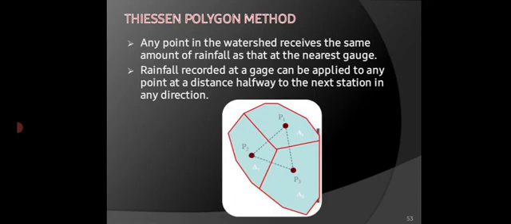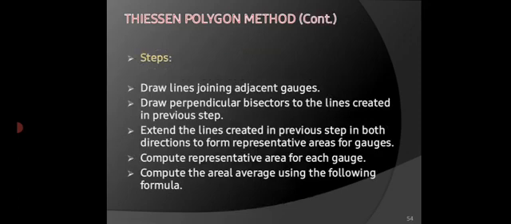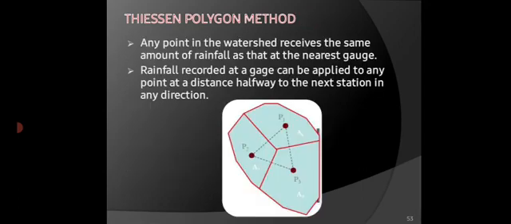Then draw the bisectors. The red lines bisecting those dotted lines are the bisectors for lines P1 P2, P2 P3 and P3 P1. Extend the lines created in the previous step in both directions to form representative areas for the gauges. We have the area boundary, so extend the red bisectors up to the boundary.